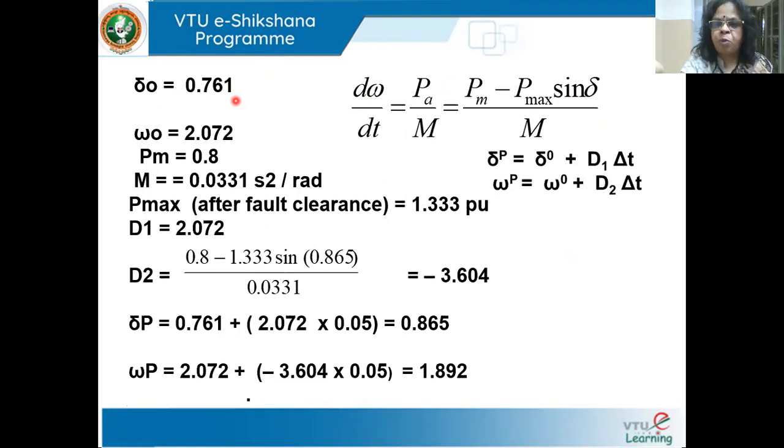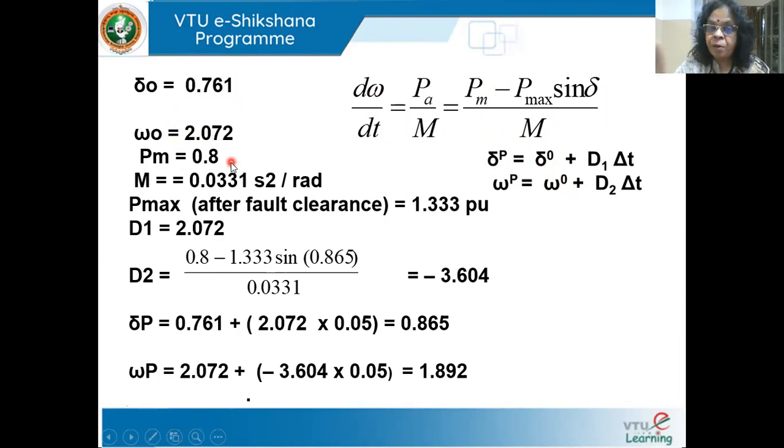Delta 1 is the next time step. After that, whatever was delta 1 will become delta naught, and then you will get the next time step. So every time when you write the program, you will be resetting, right? So delta naught is 0.761 and omega naught is 2.072. These are the values I have at the beginning of an iteration. This is only an illustration, right? I have put the expressions here again for your understanding.